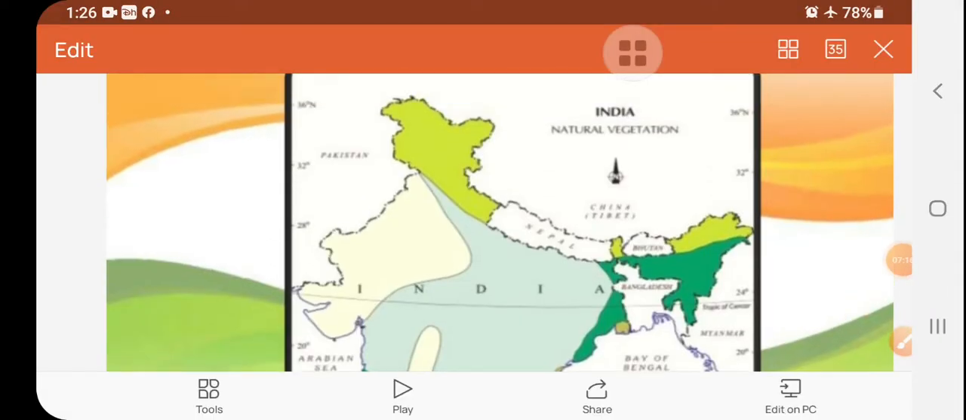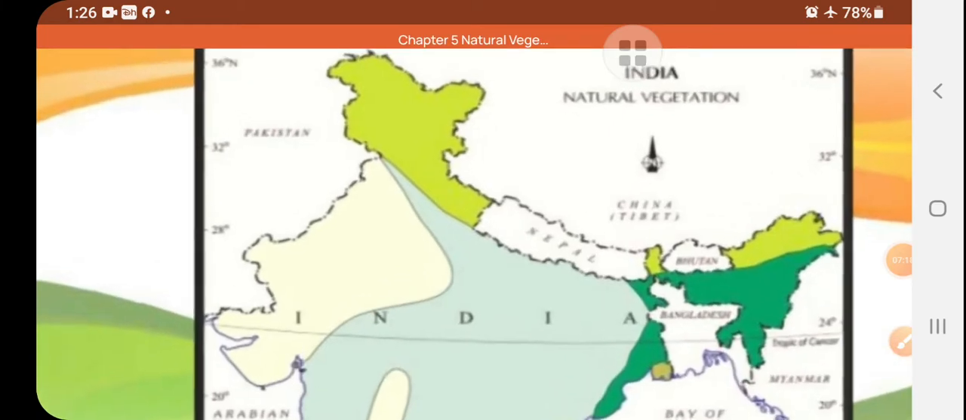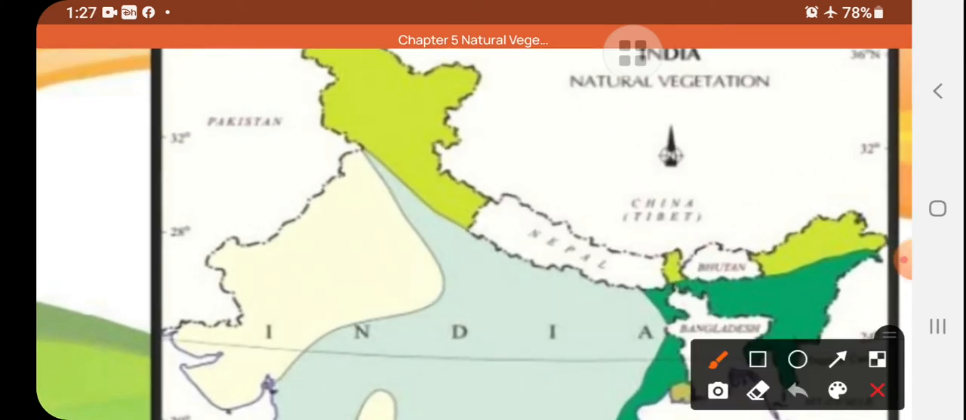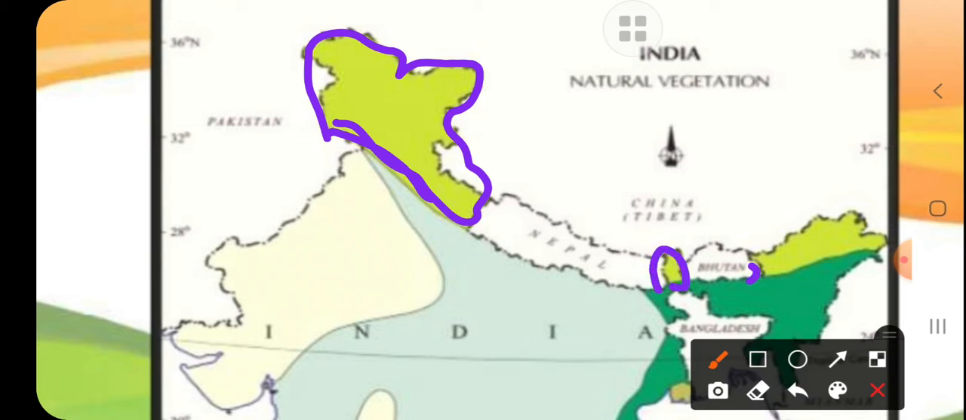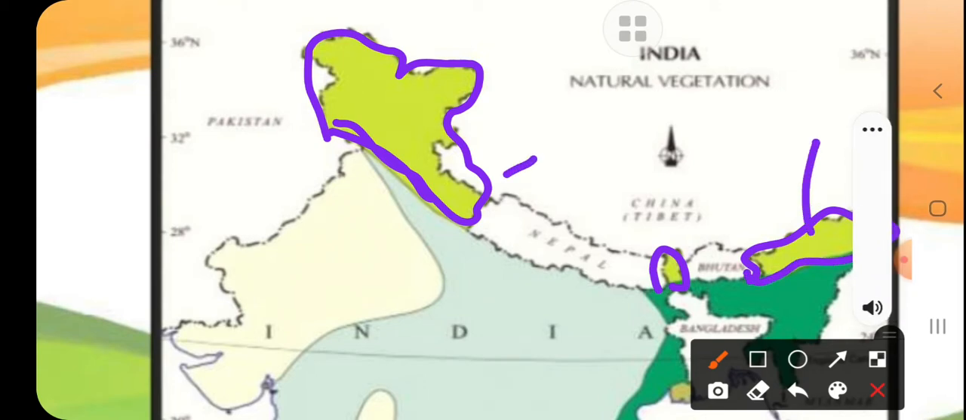In the diagram, we can see this light green color is shown here. So this is showing the mountain vegetation in Jammu and Kashmir and in Uttarakhand. When you fill the map, you will find this. Then here in Sikkim, then this is Arunachal Pradesh. So this region is generally of montane forest.